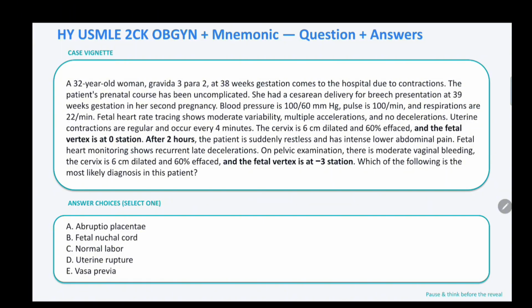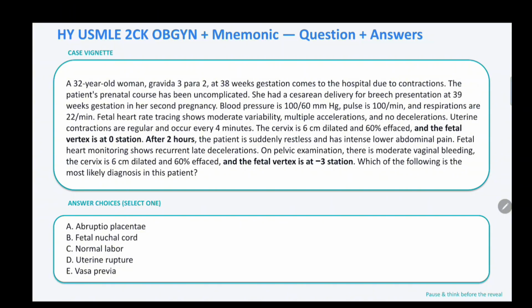Now let's look at her initial presentation. When she arrives, everything seems to be going well. Her blood pressure is 100/60, and her pulse is 100 per minute. The fetal heart rate tracing is reassuring. It shows moderate variability, multiple accelerations and no decelerations. This tells us the baby is well oxygenated.